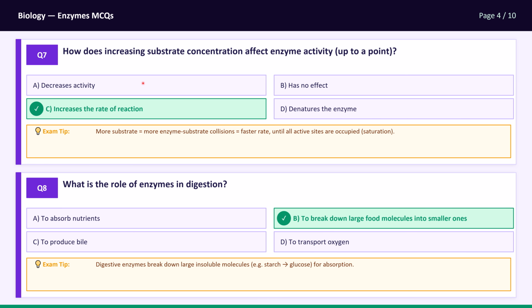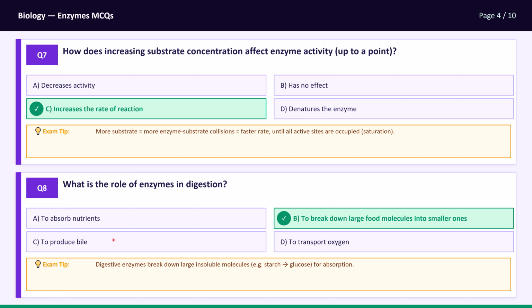Question 7. How does increasing substrate concentration affect enzyme activity up to a point? Option A, decreases activity. Option B, has no effect. Option C, increases the rate of reaction. Option D, denatures the enzyme. And the correct option is option C, increases the rate of reaction. Exam tip: more substrate means more enzyme-substrate collisions. Faster rate until all active sites are occupied. Saturation.